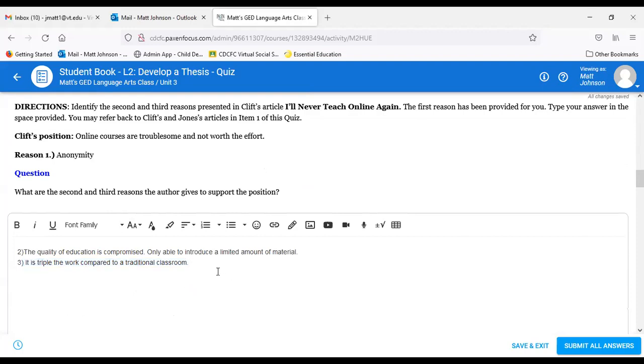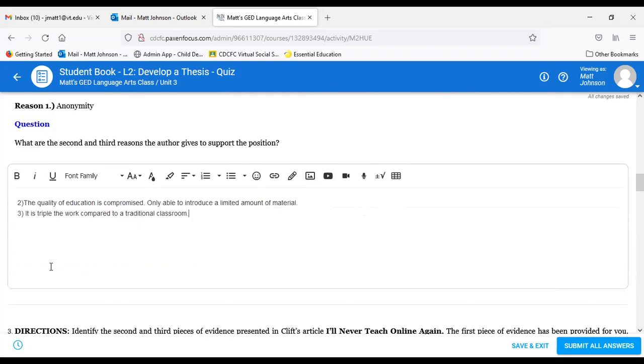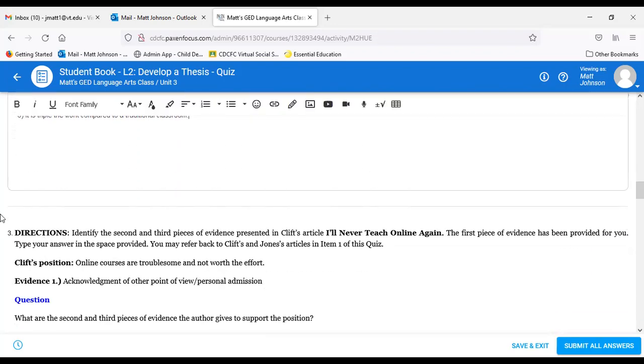It's the amount of work. Again, when we're building these, this is sort of just like an outline. We just want to make sure that we understand those claims, so we can shorthand them. We don't have to put the whole passage in there, just as long as we understand what the claim is. So the quality of education is compromised, only able to introduce a limited amount of material. That's her second claim, or her second reason. And then it is triple the work compared to a traditional classroom. That's her third reason. Okay.